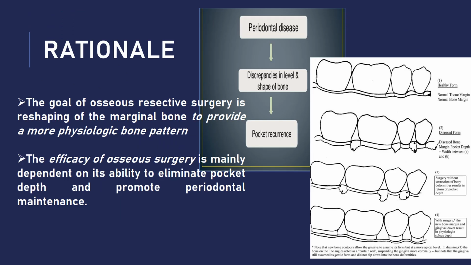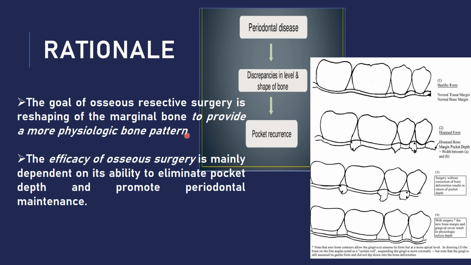So coming to the rationale of osseous surgery, as you know, the main goal of osseous resective surgery is to reshape the marginal bone to provide a more physiological bone contour. So why do we need to do this reshaping? The gingival contour is closely dependent on the contours of the alveolar bone as well as the proximity and the anatomy of the adjacent tooth surfaces.